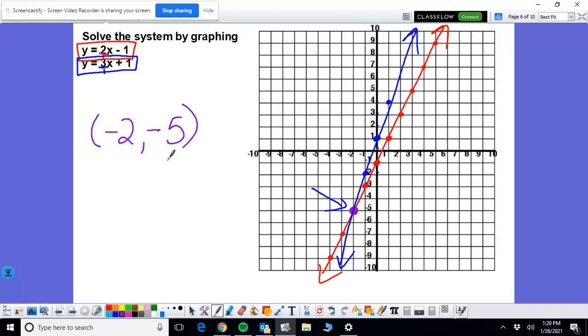Okay, and honestly, that is my answer, (-2, -5). Now I'm going to show you something which is very important, and that's the check. I can't check every one of these. It's just too time consuming for the video, but the first time, we definitely want to know how to check this. How would I check my work?